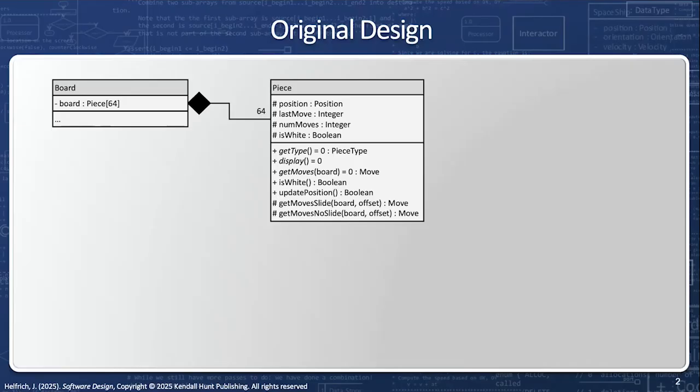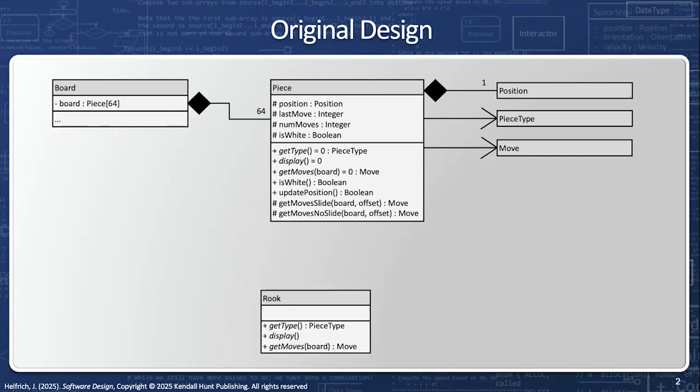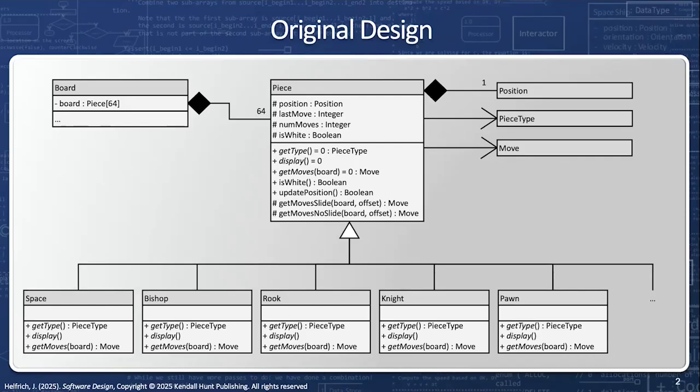All right, so the piece is going to have a position class by composition. It's also going to return a piece type, so it's not going to have a piece type, it just returns one, and it's also going to return a collection of moves. Now, observe that the piece class has three pure virtual functions: get type, display, and get moves. And so therefore I must have a rook by inheritance, and a knight, and a bishop, and a pawn, and a space, and a couple other ones as well. Okay, each one of these must implement get type, display, as well as get moves. Okay, so this is my traditional and straightforward implementation.